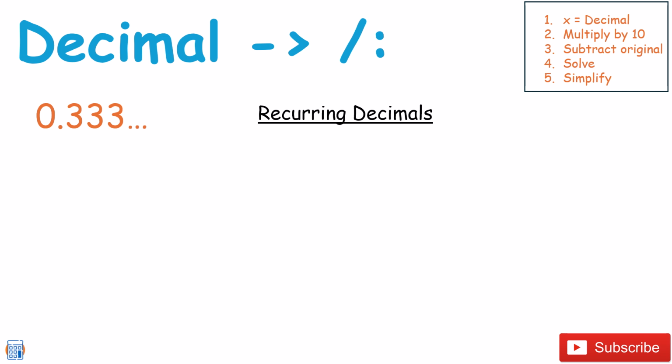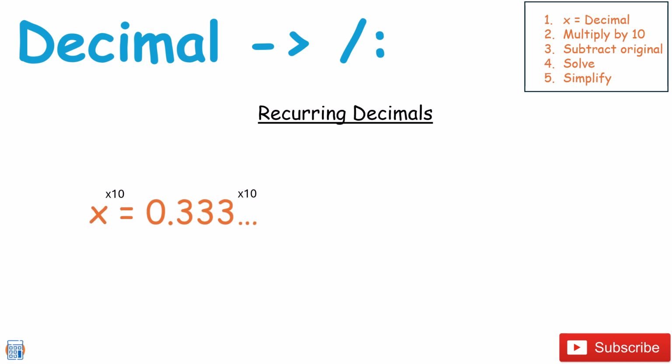So if we just take a third, for example, we all know that a third is 0.333. If we move this down here, I'm going to be proving to you how 0.333 is equal to a third. So just looking at the steps, if we go with number 1, you set x equal to the decimal. So let's do that now. There we go. x is equal to 0.333.